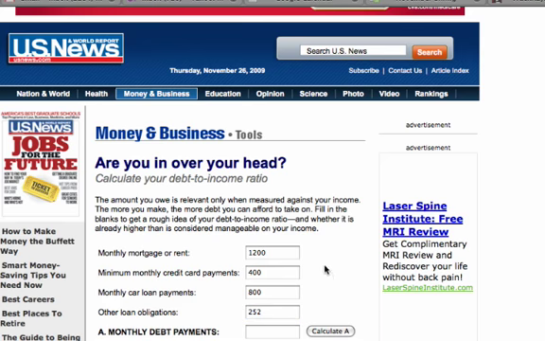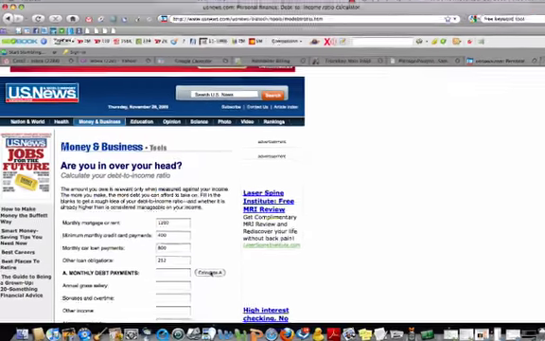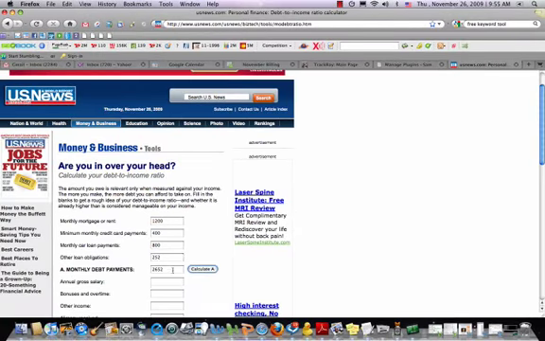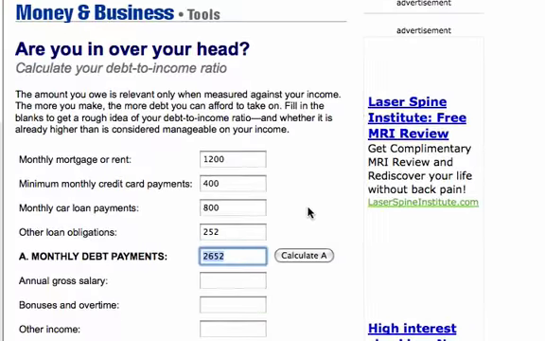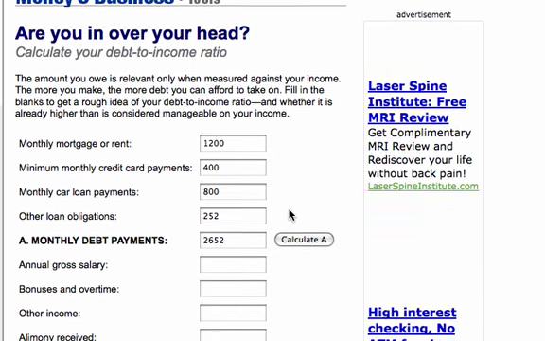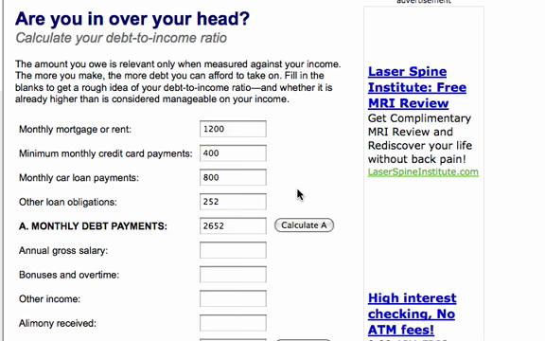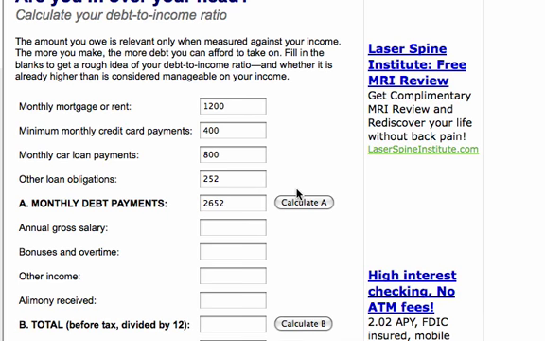Now this is your total debt payment. If I click calculate, that's going to add this up here as the total debt payment. Notice that I did not put in things such as utility bills, clothing expenses, grocery expenses, gas, all that stuff. This is really just a picture of your debt, and so these are all debt payments that you're making, and that's what this top number is.